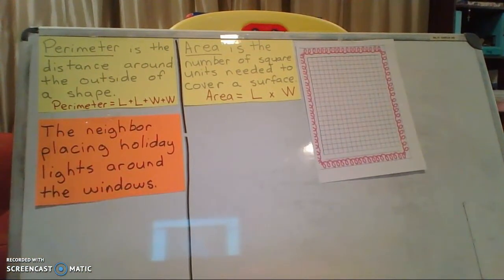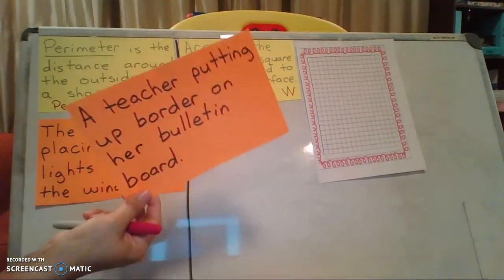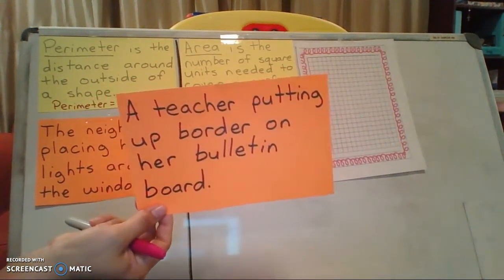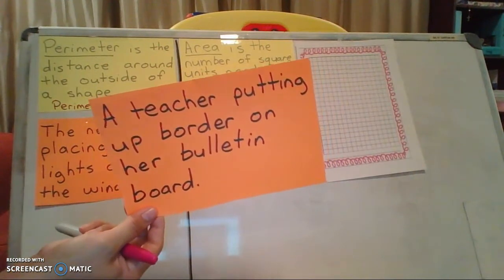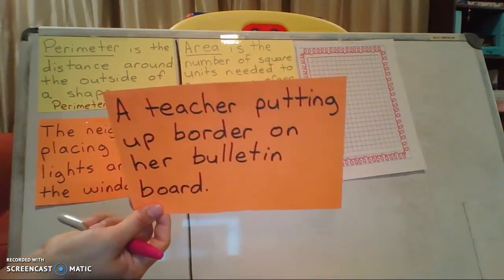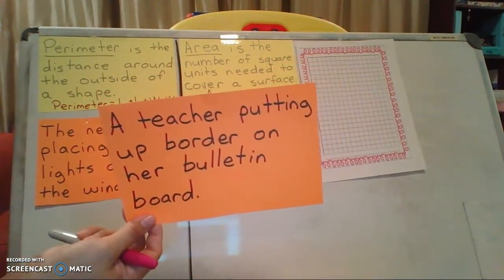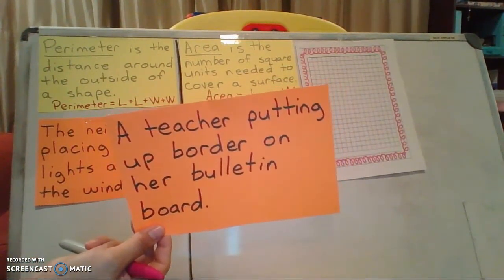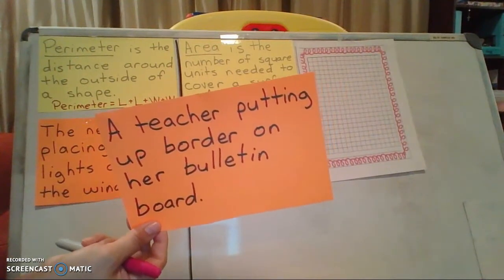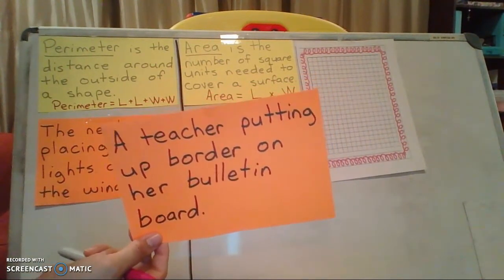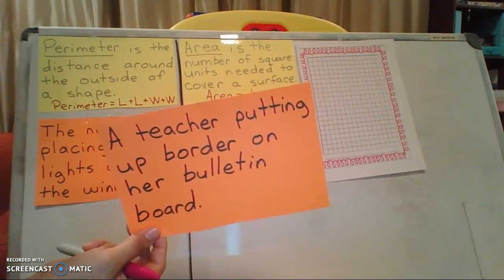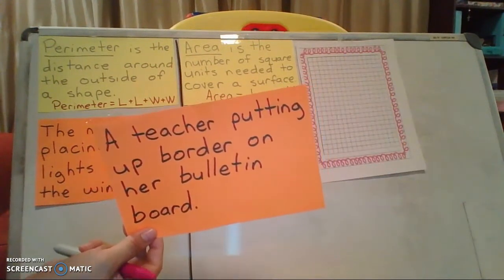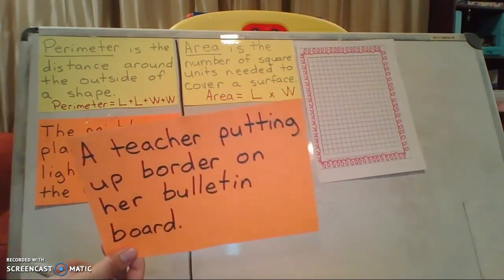Let's look at another example. How about this one? A teacher putting border on her bulletin board. Now think about the time when we used to go to school, go to class, and the teacher had to put up a new border around the bulletin board. She's not going to cover the entire bulletin board, only the edges all the way around the lines. Would that be area or perimeter?